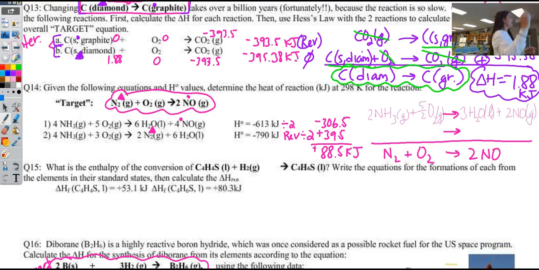Okay, and now on my second line, I'm going to have to reverse it and divide it by 2 at the same time. Okay, so I'm going to start with the products and divide it by 2. So I'm going to get N2 gas, 1 N2 gas, plus 3 H2O liquid. Then to the right, I'm flipping this, I'm going to get 2 NH3 gas, plus 3 halves O2 gas.